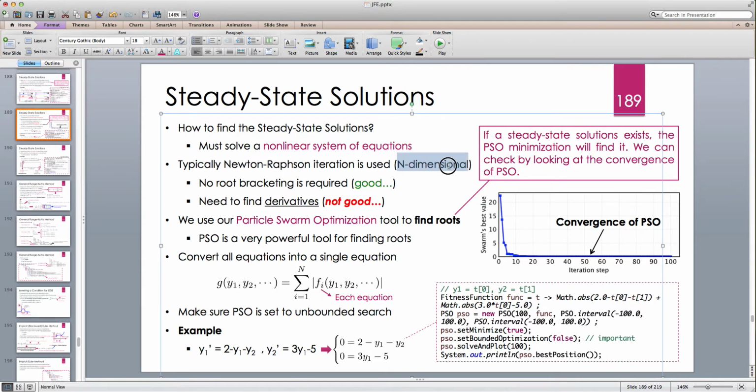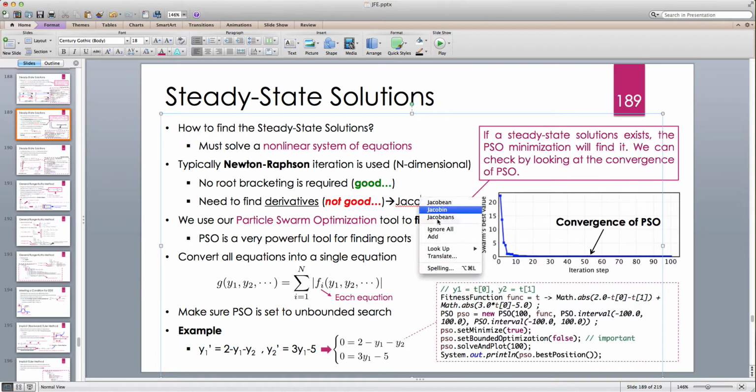Now the problem with the n-dimensional case for Newton-Raphson is that you have to calculate derivatives. First of all, it doesn't need root bracketing, so that's good. We just start with the initial condition. But then the problem is that we need to find derivatives, and in this case the derivatives are pretty complex, because we end up with something called the Jacobian matrix.